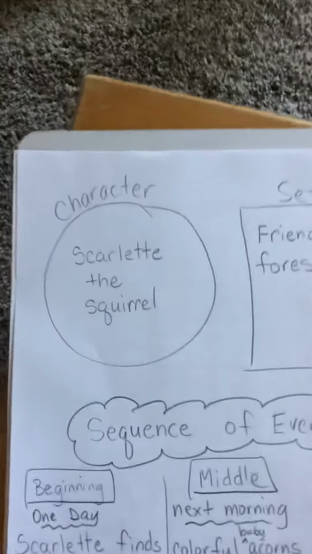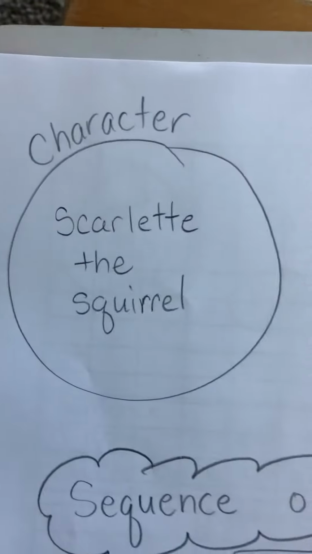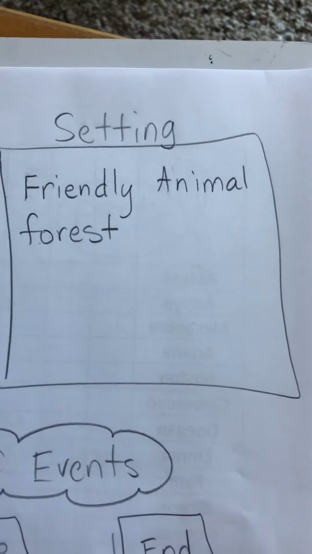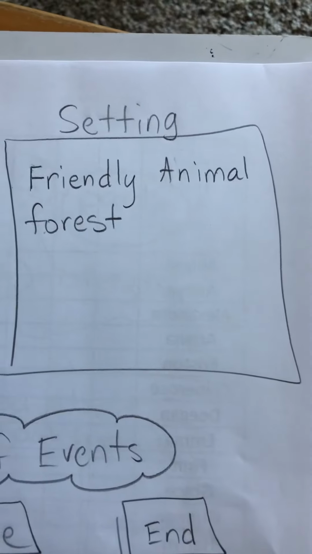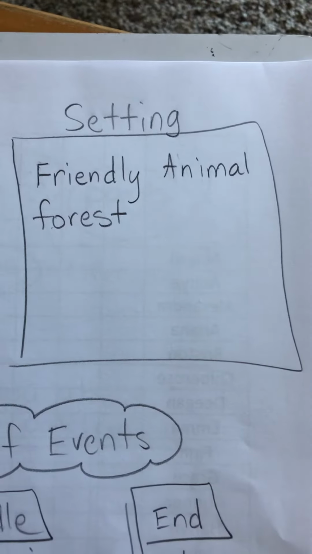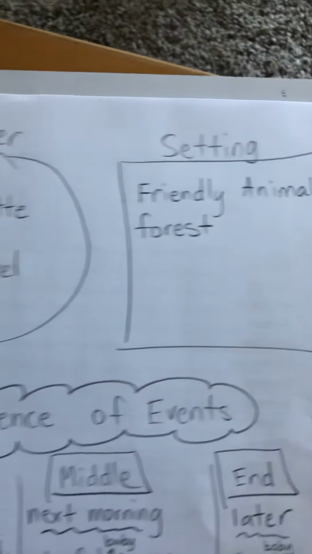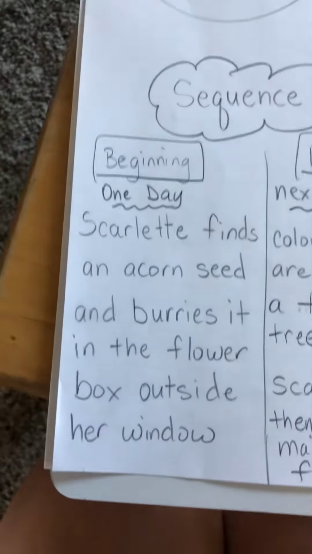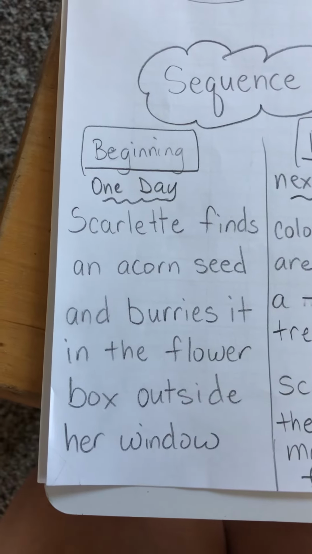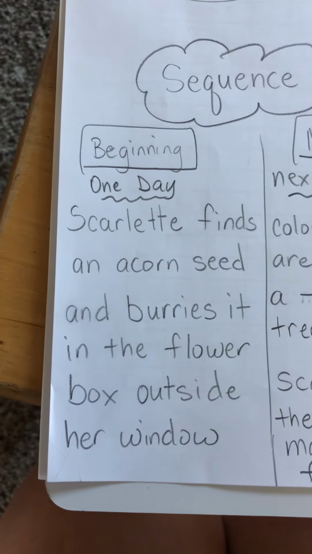So Scarlet the Squirrel is going to be my character. And the setting, remember that's where the story takes place. This story is going to take place in Friendly Animal Forest. When I was thinking about my sequence of events, I decided that Scarlet, one day she's going to be outside and she finds an acorn seed and she buries it in the flower box outside of her window.